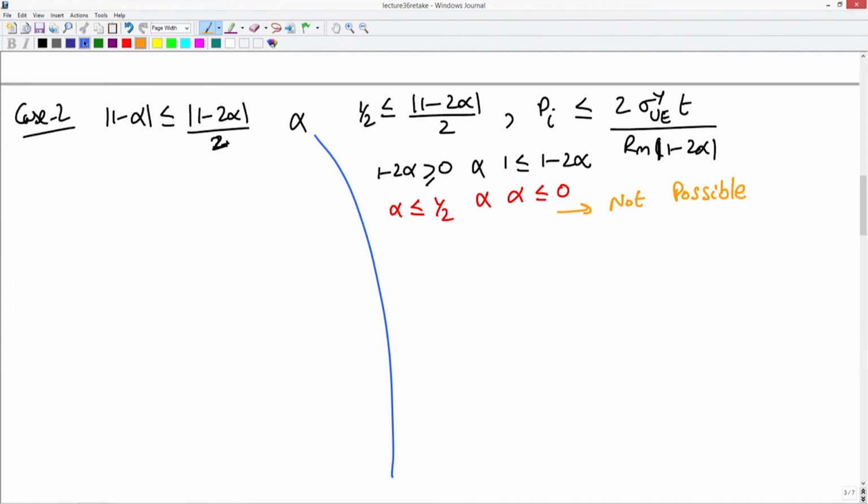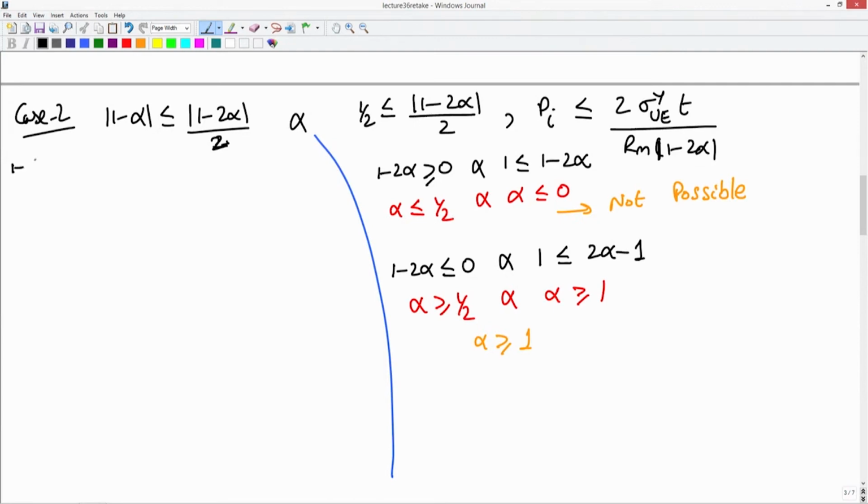Now, let us look at the second case. Second case would be 1 minus 2 alpha is less than or equal to 0 and 1 should be lesser than 2 alpha minus 1. Since this is less than 0, the absolute value of that will be positive when it is 2 alpha minus 1. That is what I have used. This will tell us that alpha must be greater than or equal to half and alpha must be greater than or equal to 1. So, combining these two, I get the condition that alpha must be greater than or equal to 1. Now, let us go back and look at what this restriction tells us.